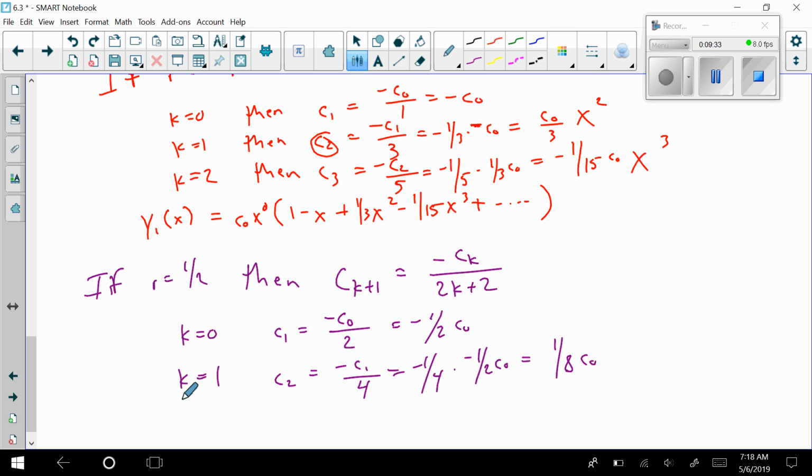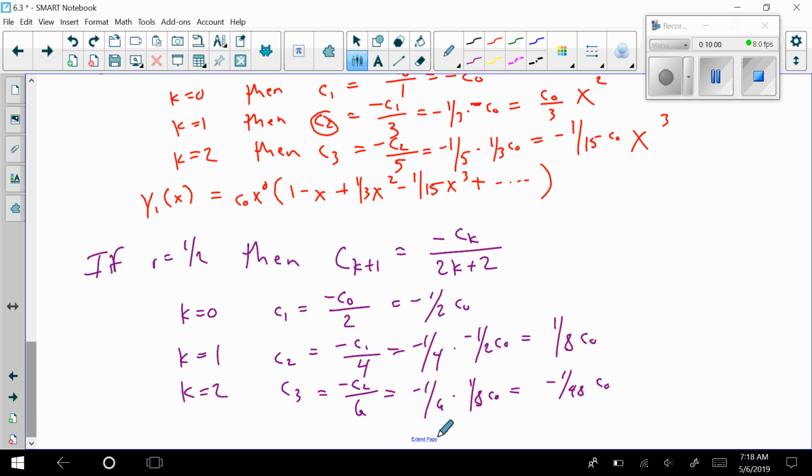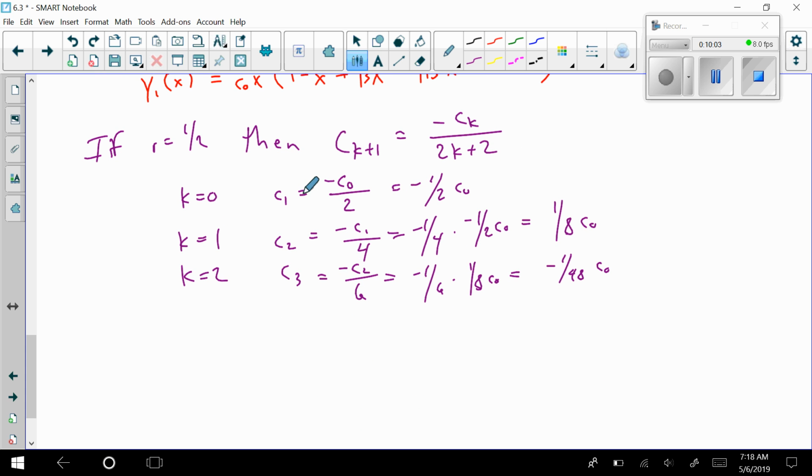And I did one more up there, so I might as well do one more down here. That's c sub 3 equals negative c sub 2, and this would be a 4, plus 2 is 6 here. So that's negative 1/6 times a 1/8 c naught, which would make a negative 1/48 c naught. All right. And it's really important that you're getting the rhythm here that this one would have x because of this 1. This one would have x squared. This one would have x cubed, right?